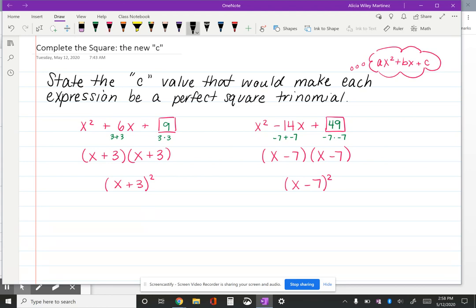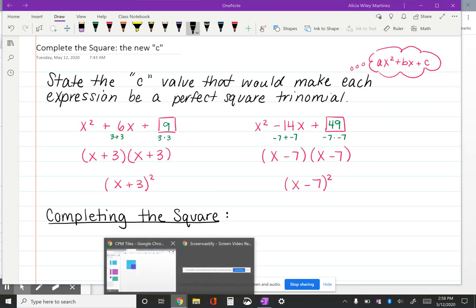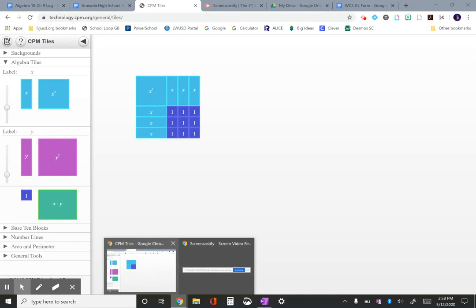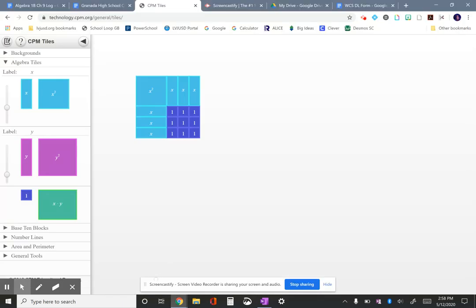So let's talk about this completing the square. Now I've talked about it with Algebra Tiles. So the idea of completing the square is the idea of making that expression a perfect square trinomial. So with the Algebra Tiles, what I had to do was add 9.